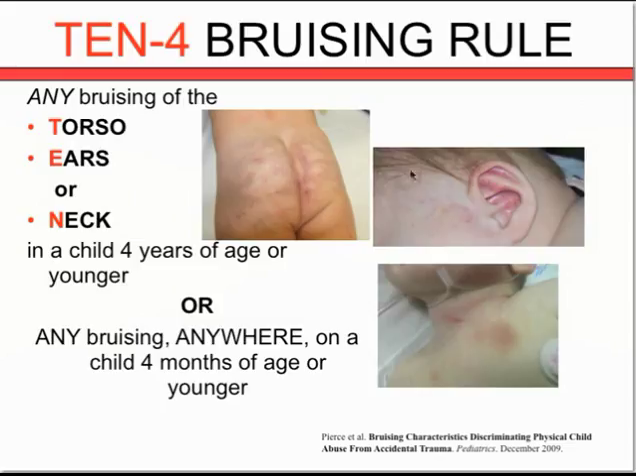As you can see in these images, this is an example of torso bruising. You have multiple parallel linear contusions. We also have the very classic vertical gluteal cleft bruising that we see with multiple blows with an open hand or a paddle. Here we have ear bruising in a 7-month-old child who was kicked in the side of the head, and here we have neck and torso bruising in a 4-month-old who is the victim of abusive head trauma.